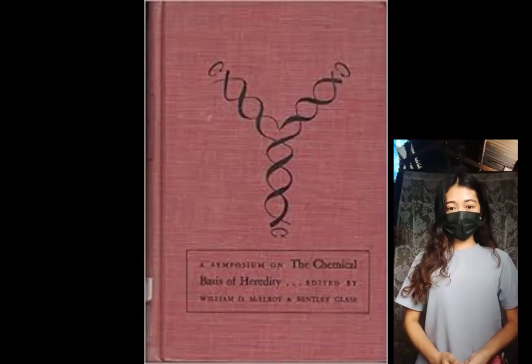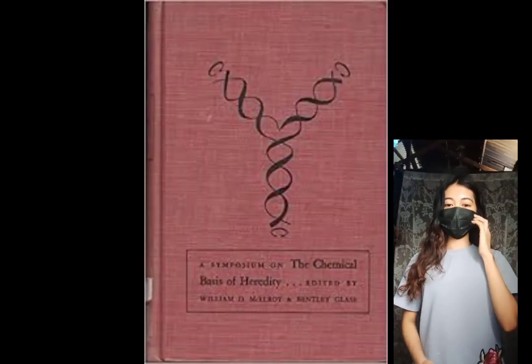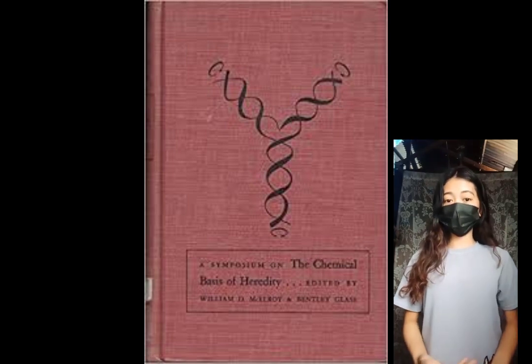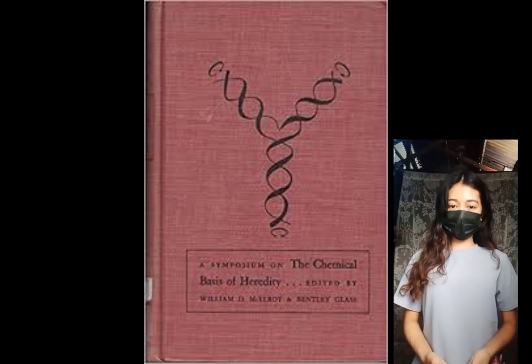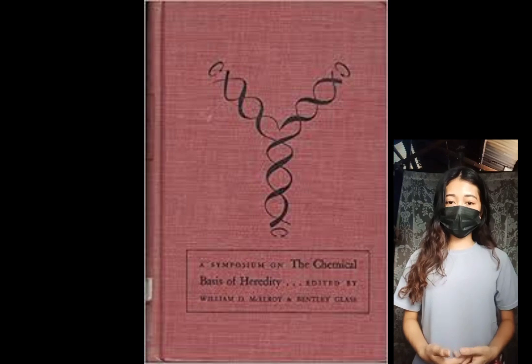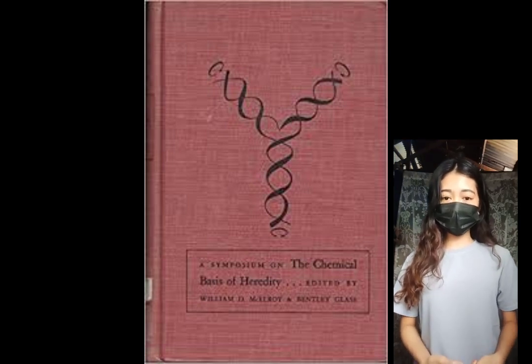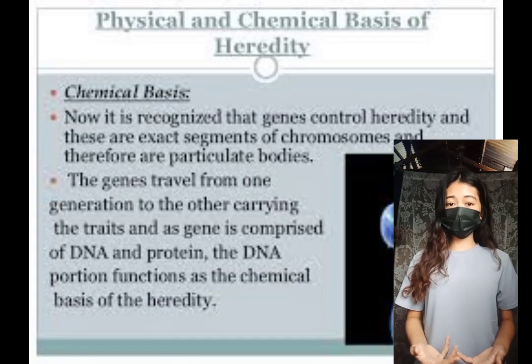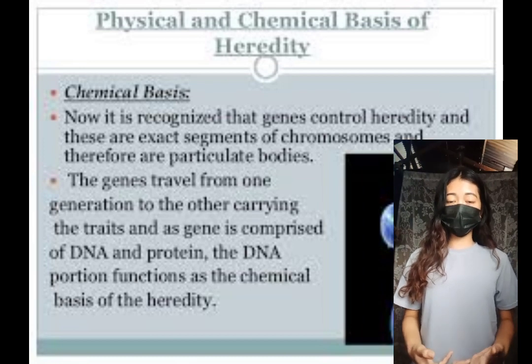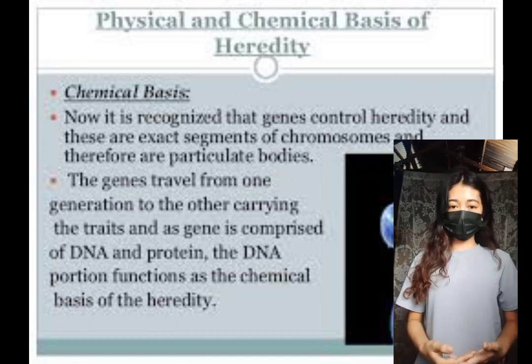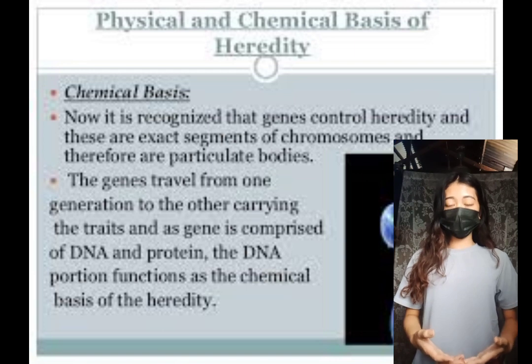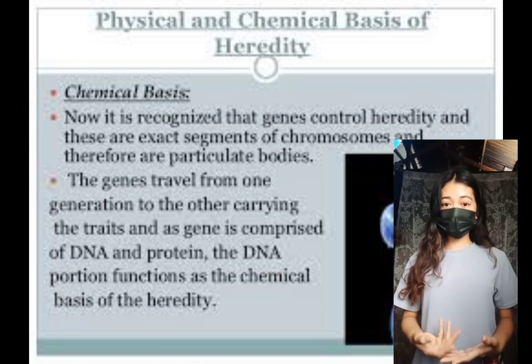The chemical basis of heredity is DNA, or deoxyribonucleic acid. DNA is made up of nitrogenous bases, sugar molecules, and phosphate groups joined together in a sequence by various bonds.